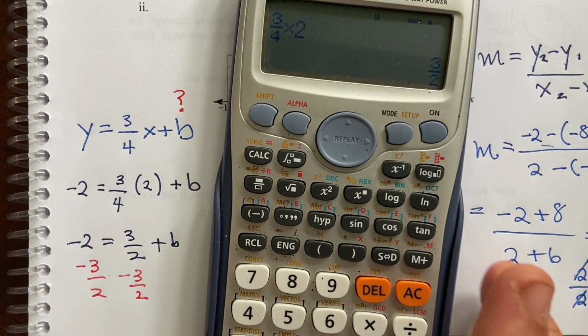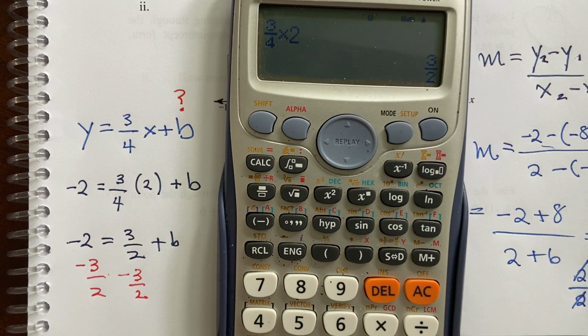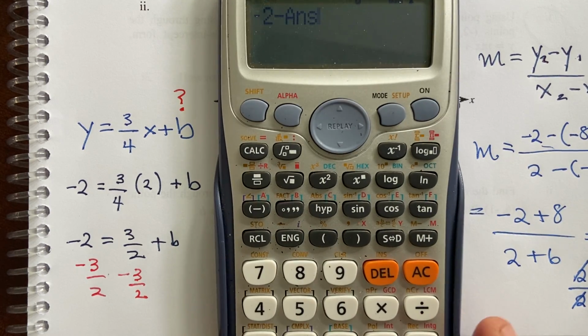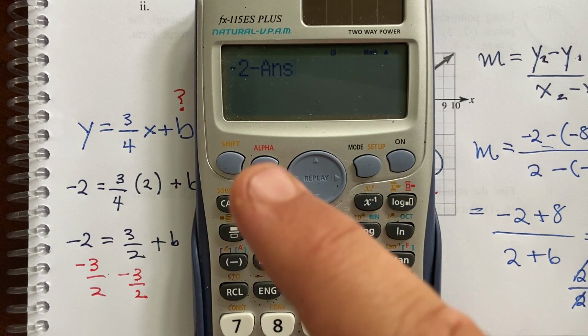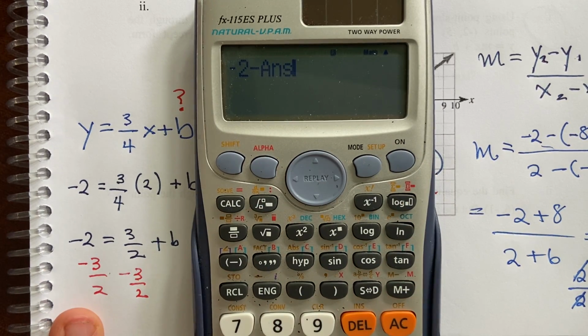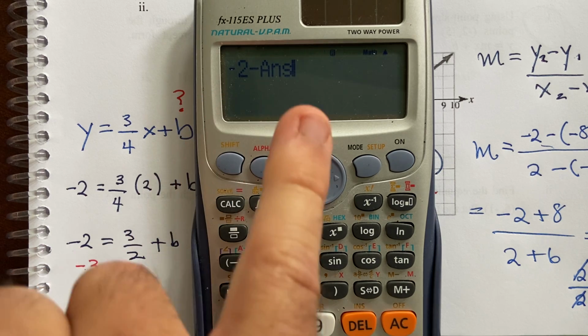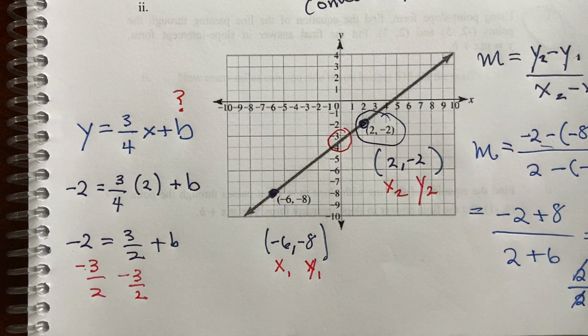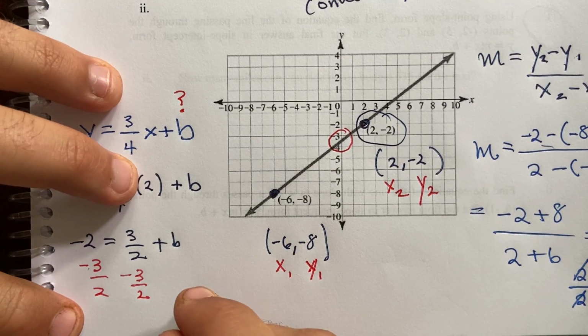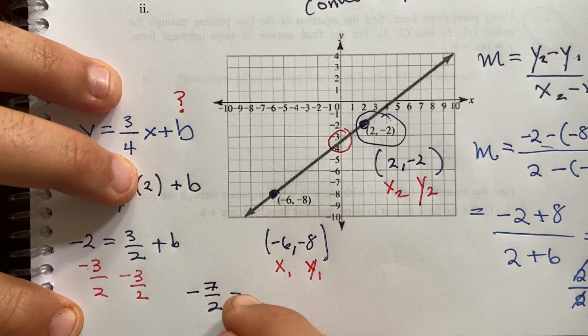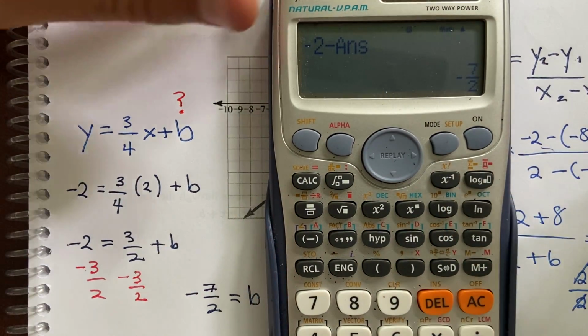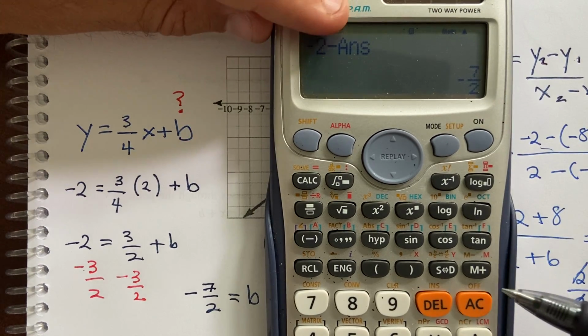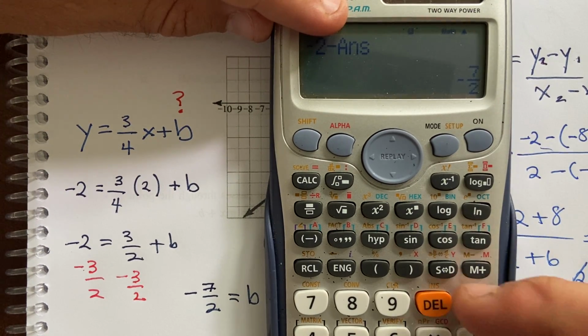So here, something you can do is go -2 minus answer, right? Because the previous screen, the screen just before this, had 3/2 on it. So if I do -2 minus answer, it's reading answer as 3/2, right? -3/2. So -7/2 equals b. If you ever want to go from a fraction to a decimal, you press this S to D button. So press that.